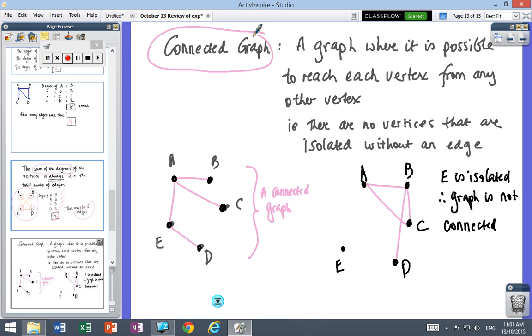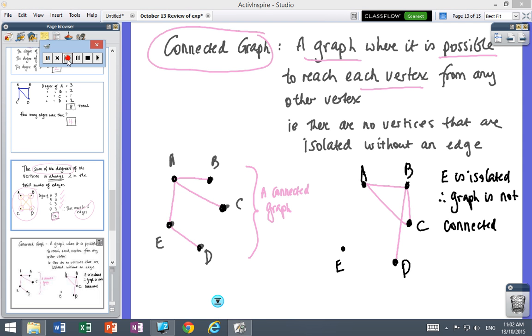Girls, a connected graph is a graph where you can go to each vertex. If you've got a graph which has vertices and edges, it's called connected if you can get to every vertex. So if some particular classroom or some particular town didn't have a road that got you there, it can't be connected.